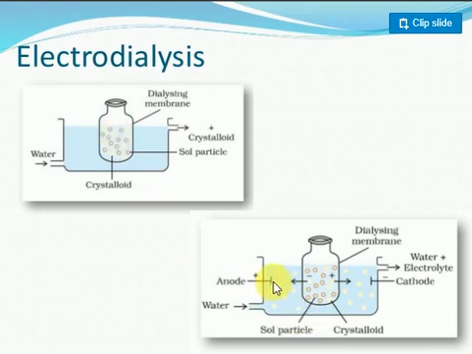If I take the anode, the positive charge electrode, and the cathode, the negative charge electrode, when I apply the electric charge, what happens? The colloidal particles don't have any charge. Whatever electrolyte and crystallites are there, they move very fast. They will be attracted towards the oppositely charged electrode, move very fast, and end up outside. So by this method, we can also purify the colloidal solutions.